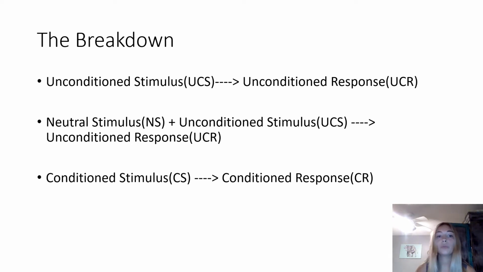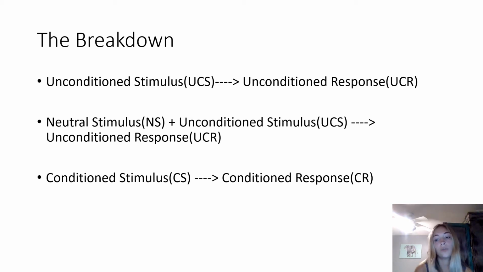So then you're going to move to conditioned stimulus and a conditioned response. So your conditioned stimulus is just your neutral stimulus. So basically your neutral stimulus has become your conditioned stimulus. So that bell is now your conditioned stimulus. Then you're going to have your conditioned response. This is just your unconditioned response, but now that it's paired with a conditioned stimulus, it's a conditioned response. So we're still going to have that salivating.